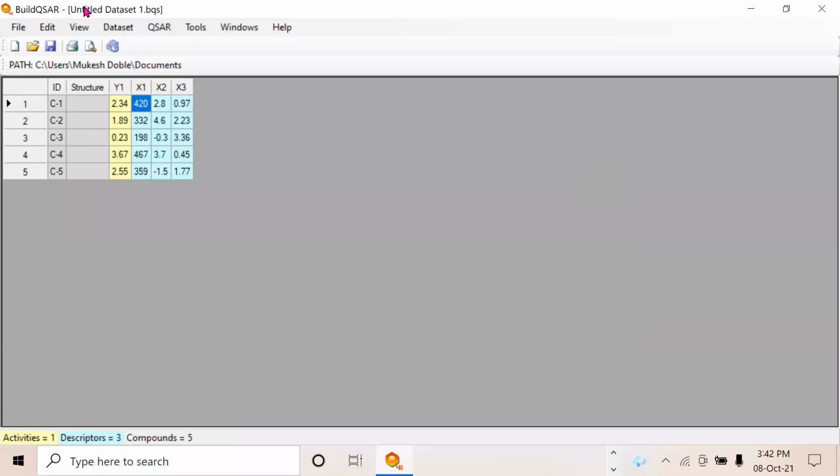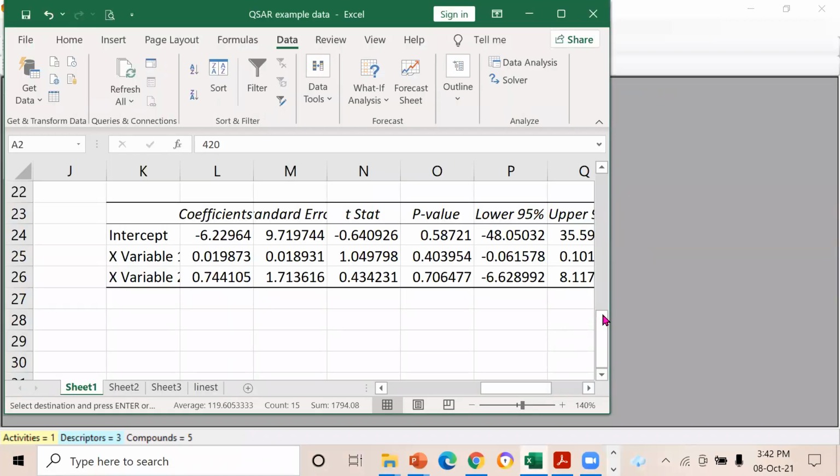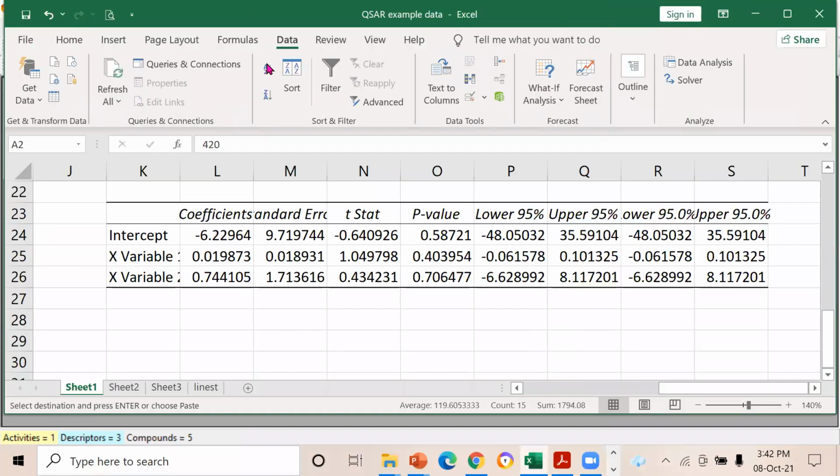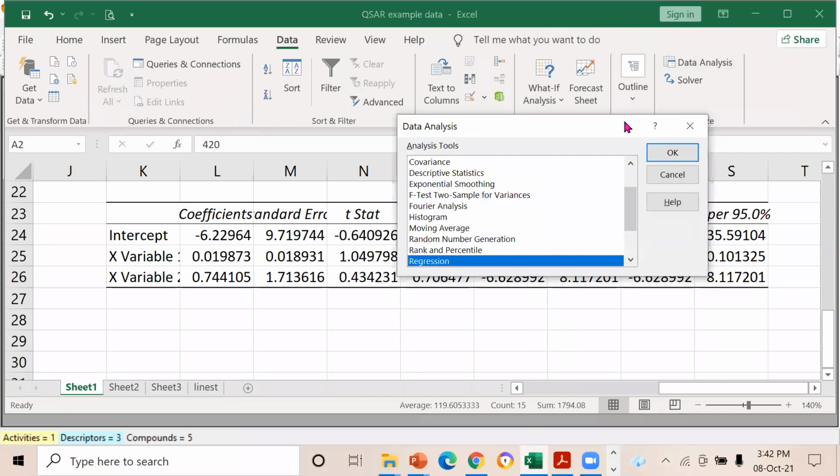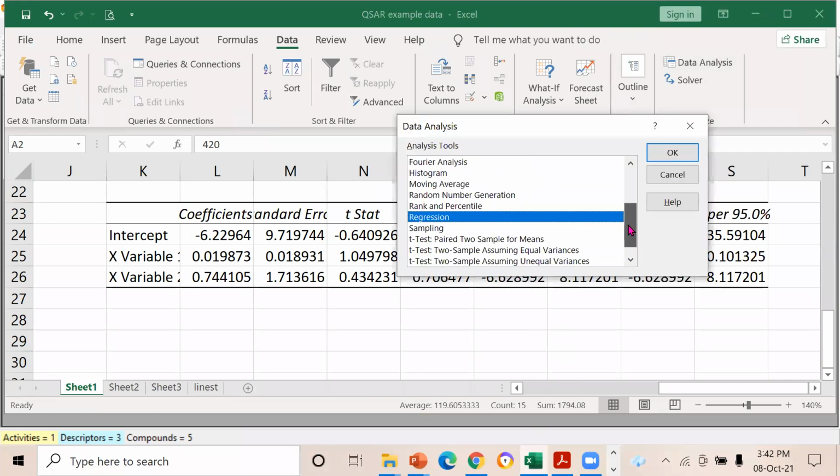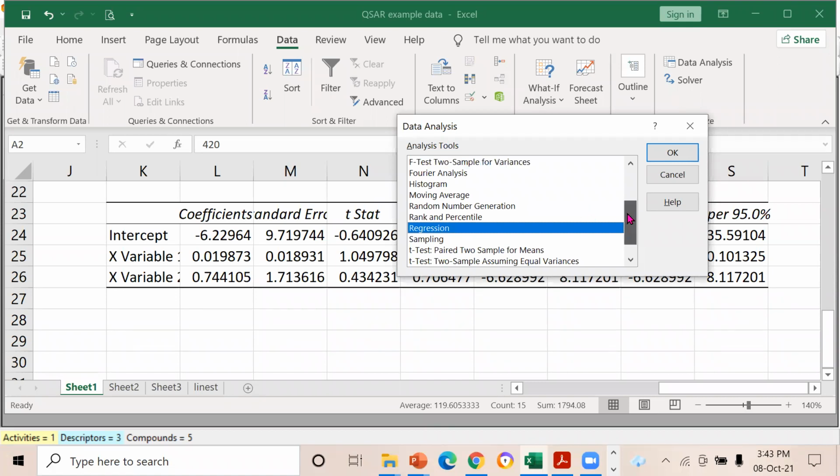So this Build QSAR can do multiple linear regression, just like the Excel which I showed you. In Excel, you have that command data analysis, where you have a lot of data analysis facilities. There you have the regression. So you can do multiple linear regression.